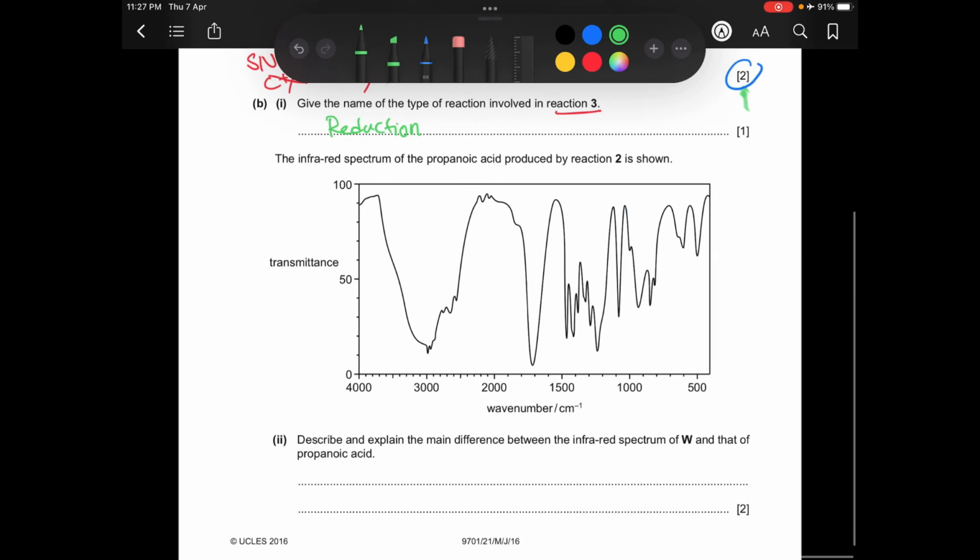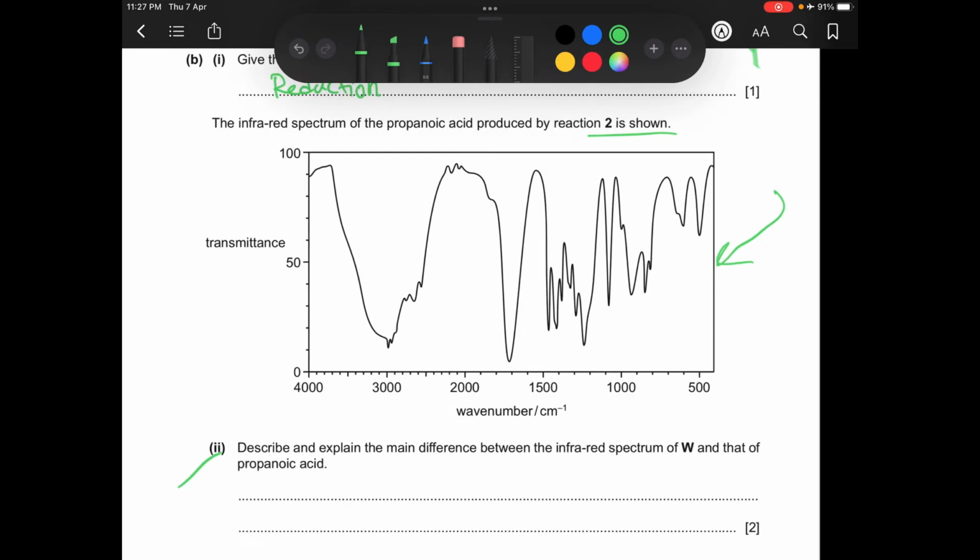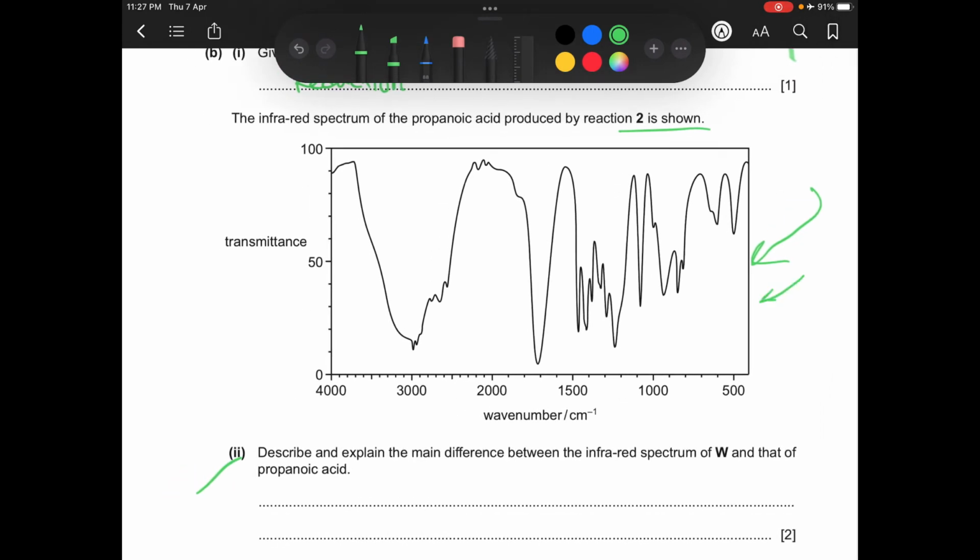Okay. Let's go to part ii. The infrared spectrum of propanoic acid produced by reaction 2 is shown. So this graph shows the propanoic acid. We notice that the IR diagram shows the functional groups, and since we have a propanoic acid, it means you have a C=O band, and you have another band which is for O-H. So we're supposed to have a strong peak at around 1,700 and a broad band at around 3,200. So this is for propanoic acid.